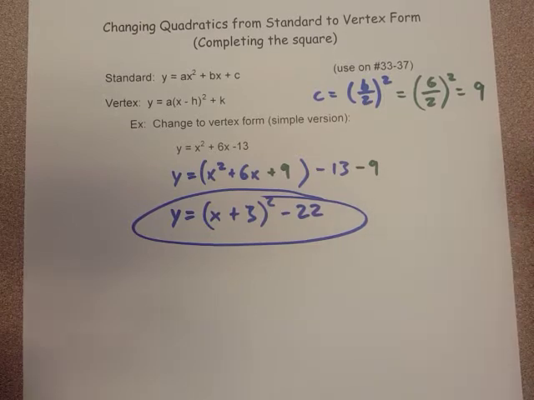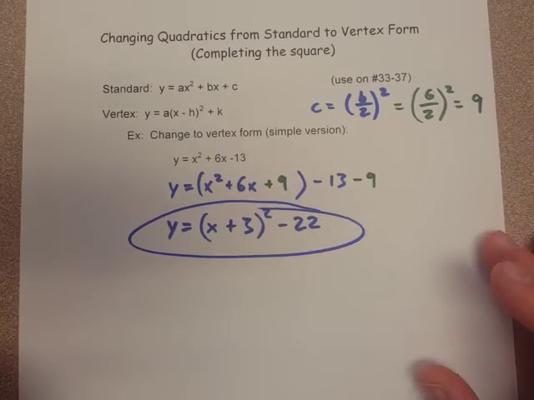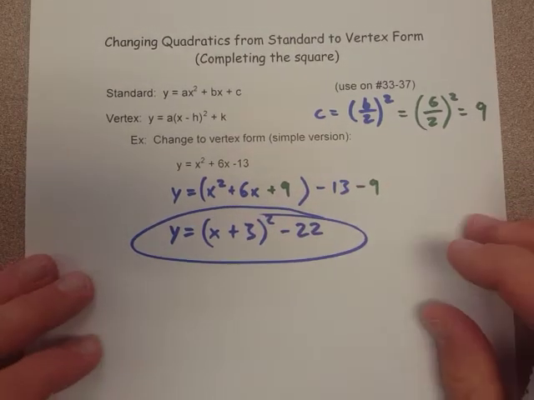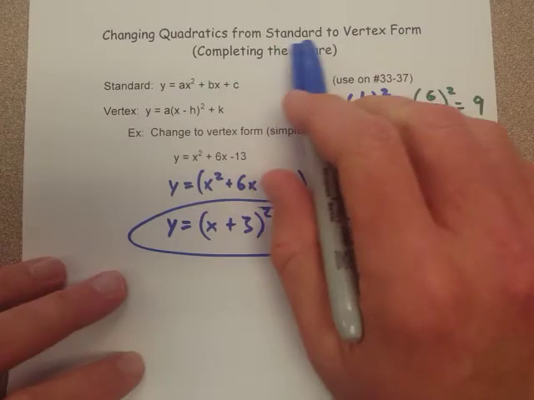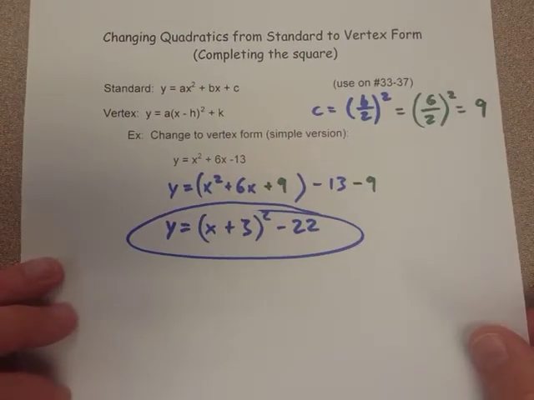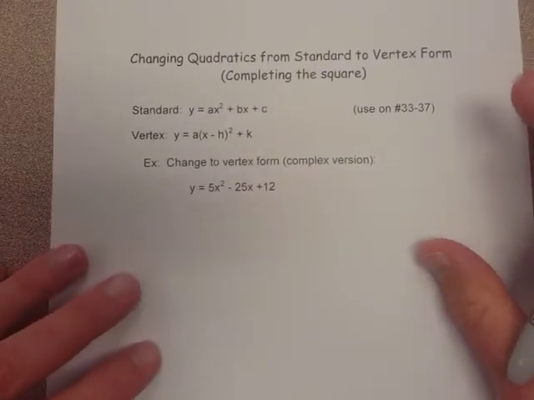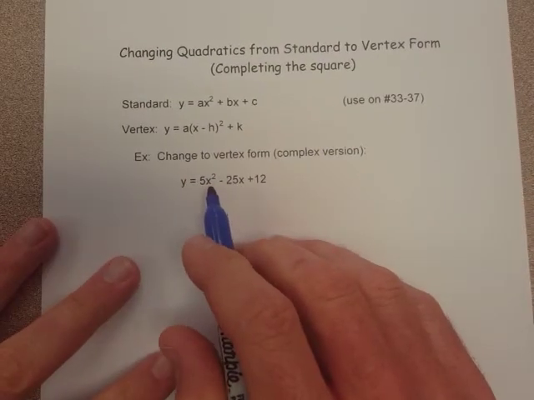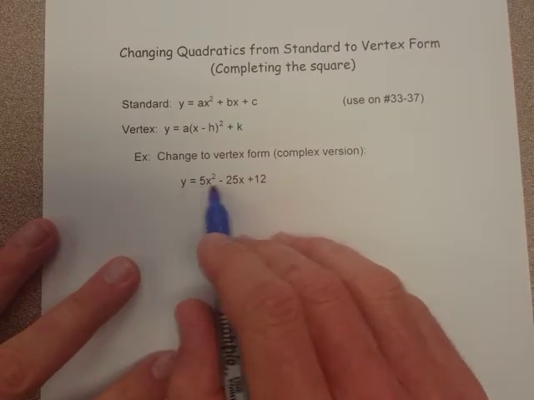It seems to be a better use for completing the square than what we might have thought of earlier on in the semester. That's a simpler version of changing from standard to vertex form by completing the square. I want to show you one that's a little bit more complicated now so that you're prepared for both. And so here's the second one. The main thing that makes this more complex is noticing the fact that there's a 5 in front there.